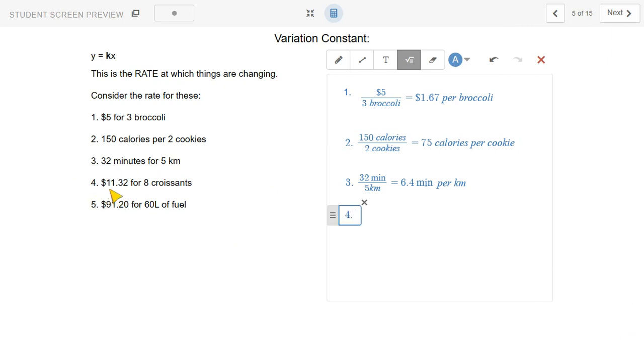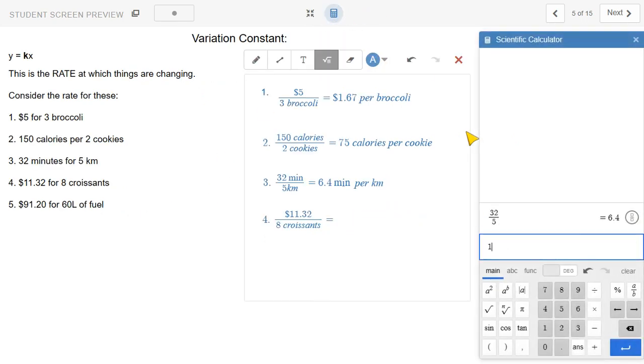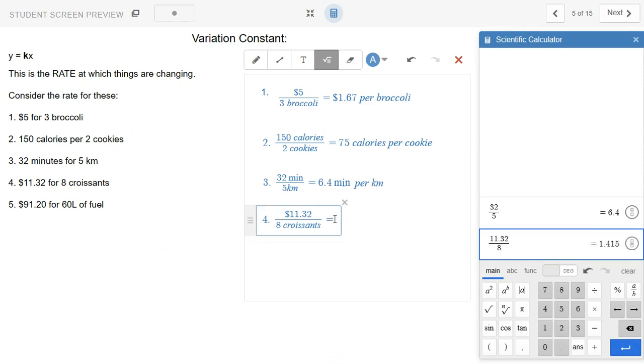For $11.32 for 8 croissants. So let's put that into our calculator. 11.32 divided by 8. We have $1.42. Let's round it. So $1.42 per croissant.